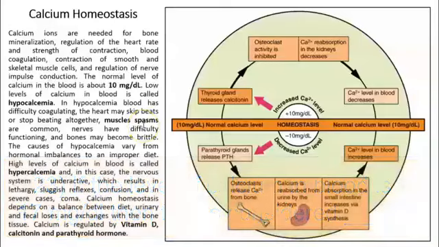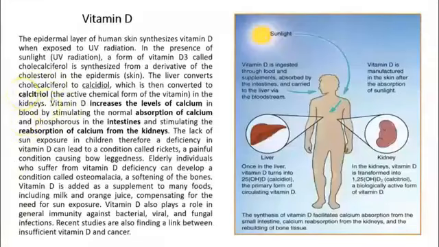Then what is it your body is going to do to increase the levels of calcium when you are in hypocalcemia or decrease the levels of calcium when you are in hypercalcemia? Well, in that case, your body is going to use different hormones as well as a vitamin. The vitamin is calcitriol. Calcitriol is basically vitamin D.